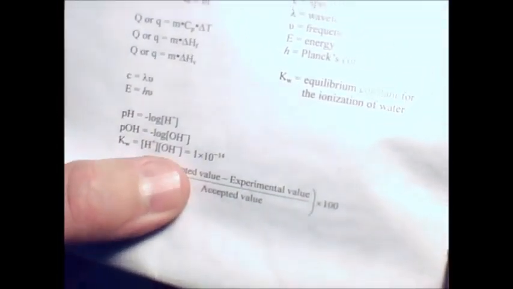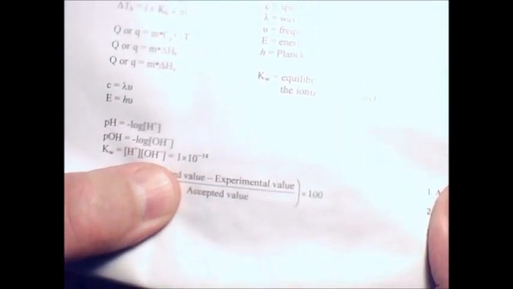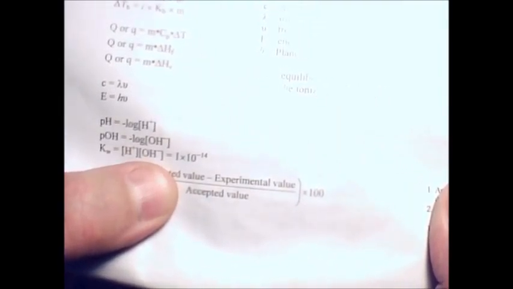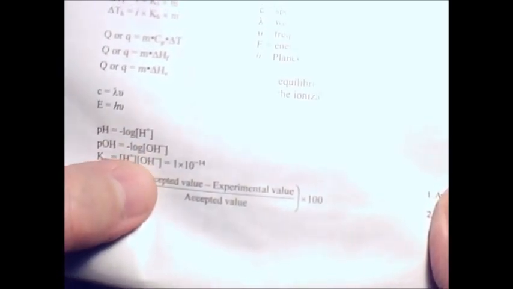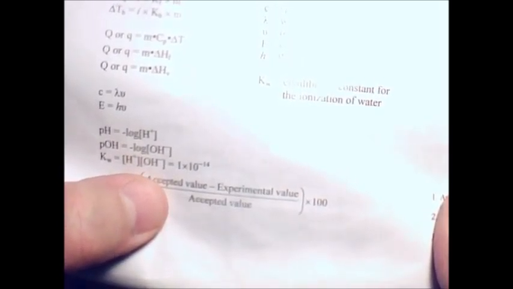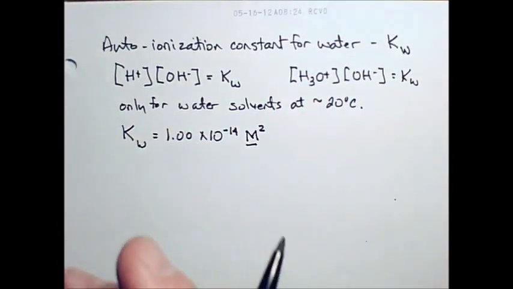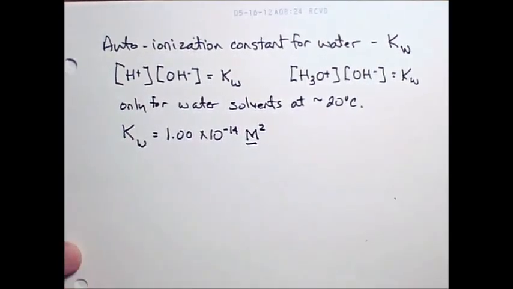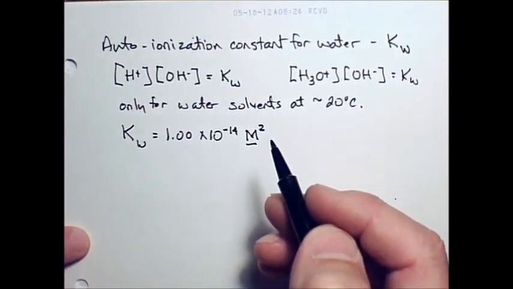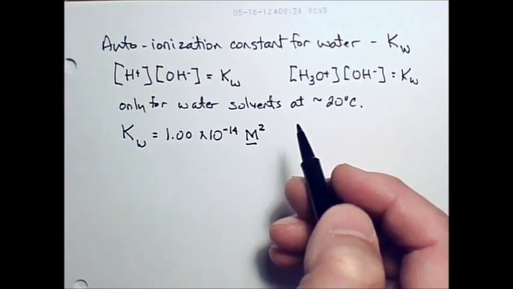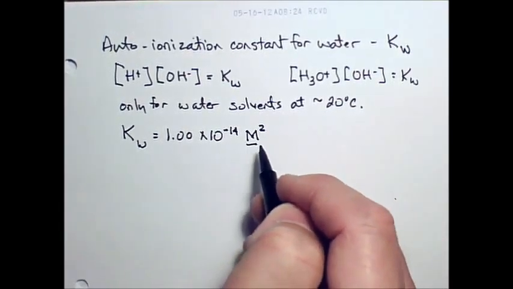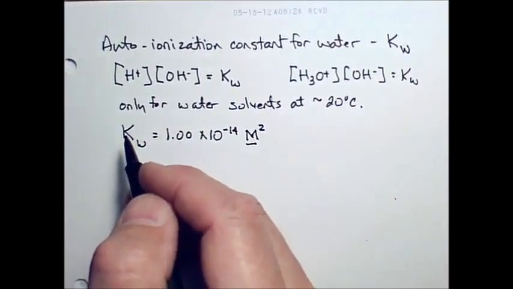You might want to note on your test references that it's right there. And so are the formulas for pH and pOH. Okay? Got that? All right. Now, on your test references, it doesn't show the units of measurement, but the units of measurement are molar squared.